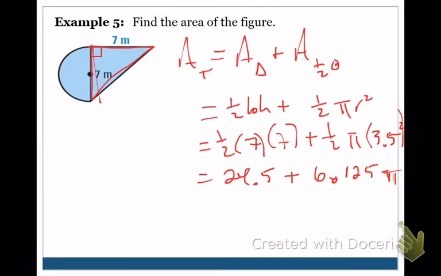Okay? Now, you can't combine those unlike terms unless you go ahead and convert the area of the half circle over to an approximation, 6.125 times 3.14, and that gets you about 43.7 square meters. Okay?